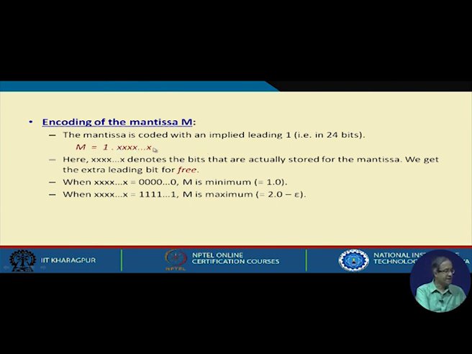So, when the value of x is all zeros, the value of m is minimum, 1.0000, the value is 1. When x is all ones, that means 1.11111. As we saw earlier, 0.11111 is a value which is very close to 1. So, the value of this number becomes very close to 2 minus a very small value epsilon. You recall we mentioned earlier that the mantissa m will have a value between 1 and 2, and this is why it is so.